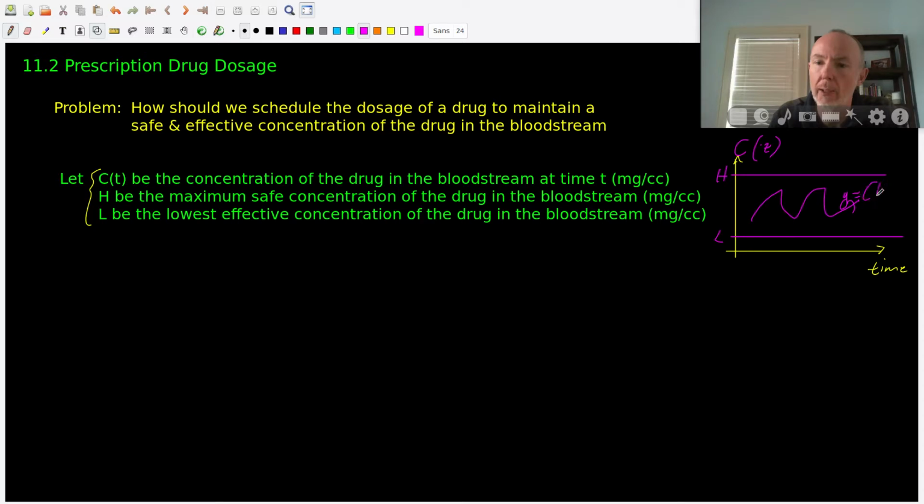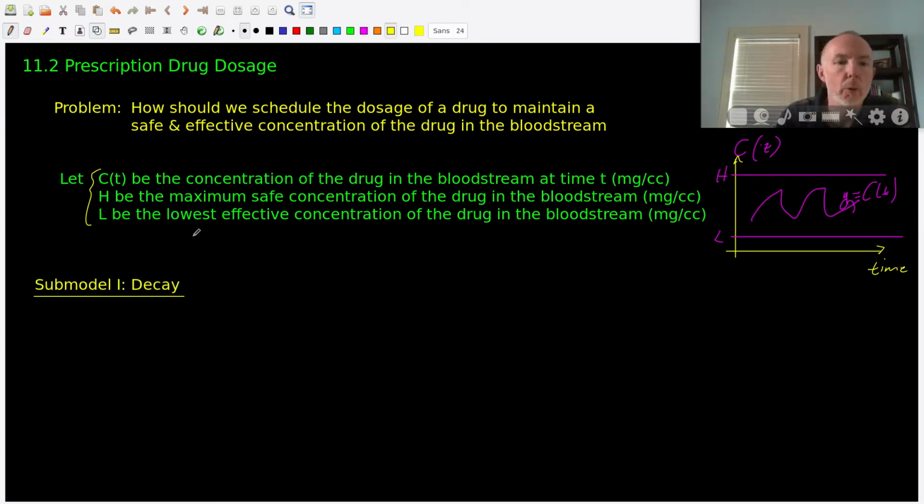The y value here is the concentration with time. And L and h are going to be given to us by some sort of experimental trials, right? This is why they do drug trials. So experiments will tell us what L should be, what h should be. So we'll get that data from the trials.